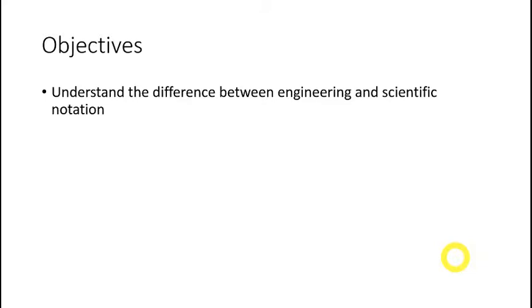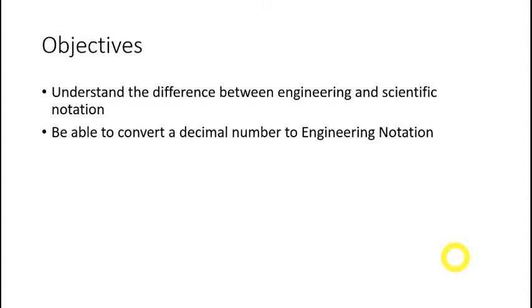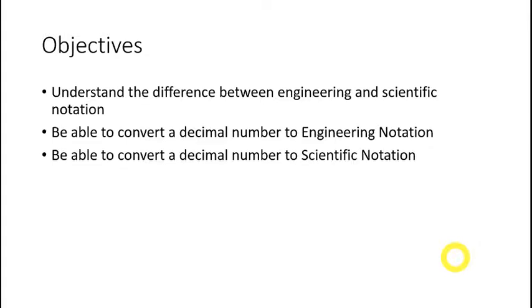Okay, here we are at our lesson for engineering and scientific notation. In this lesson we have a few objectives. First is to understand the difference between engineering and scientific notation, to be able to convert a decimal number to engineering notation, and to be able to convert a decimal number to scientific notation. So let's get started. And we're going to start with engineering notation first.